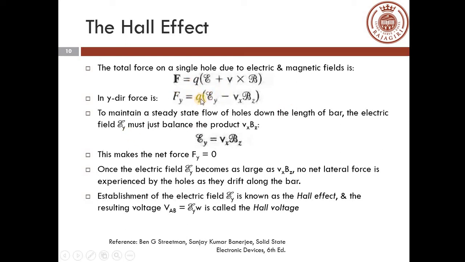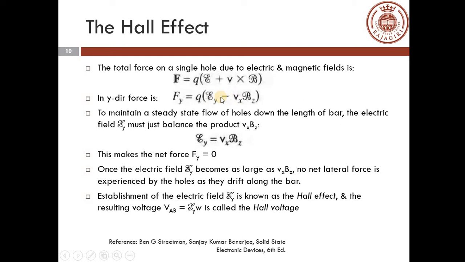So we can write the force due to the applied magnetic field BZ is minus Q into Vx into BZ. And the holes tend to deflect from their normal path of motion. Now to maintain a steady state flow of holes down the length of the bar, an electric field epsilon y must just balance the force due to magnetic field, that is Vx into Bz. So if an electric field is developed epsilon y in y direction, the total force on holes would be given by this equation. Fy is equal to Q into epsilon y minus Vx into Bz.